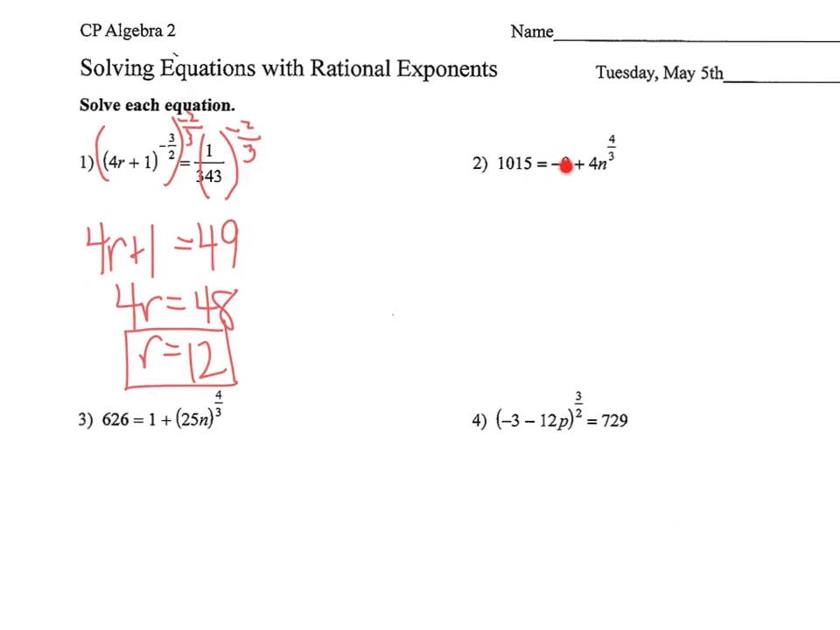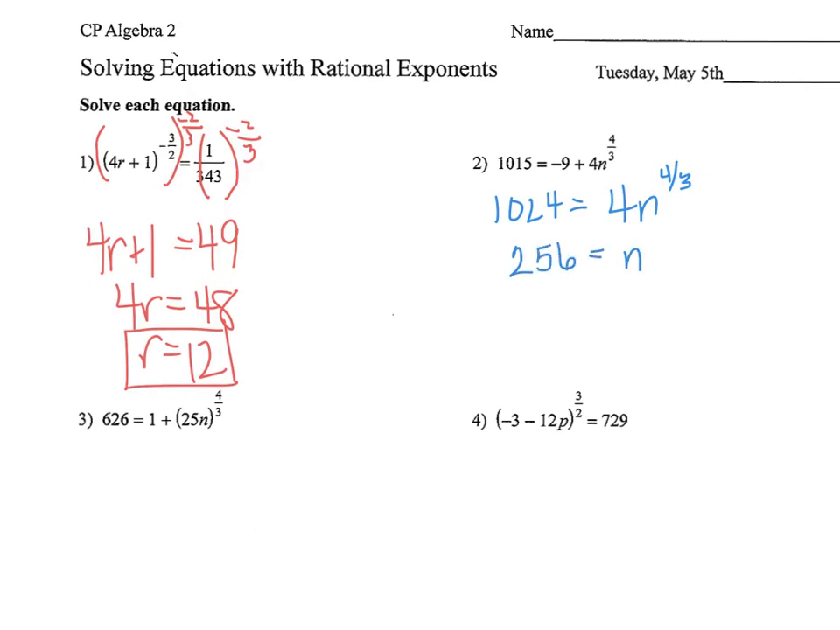I need to undo that, undo this, and then get rid of that exponent. What's your first step to undo a subtract 9? Well, we want to add 9 to both sides. If I add 9 to both sides, that gives me 1024 is equal to 4 times n to the 4/3 power. Next, I want to undo the times 4. I want to divide both sides by 4. 1024 divided by 4 is 256.